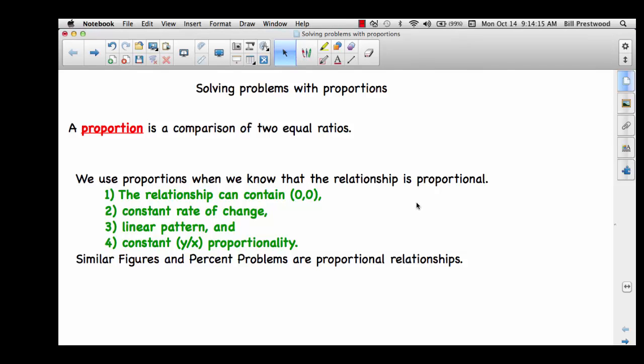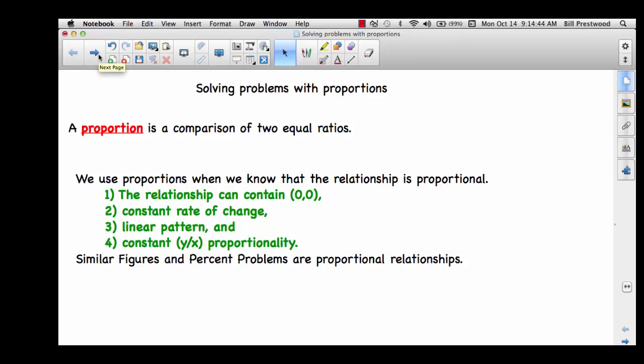As we've learned in previous assignments, a relationship is proportional if the relationship can contain the point (0, 0), it has a constant rate of change, it can be drawn in a linear pattern, which means it looks like a line when it's graphed, and it has a constant rate of proportionality. We do that by taking the y divided by the x. Similar figures are always proportional relationships, and percent problems are generally proportional relationships.